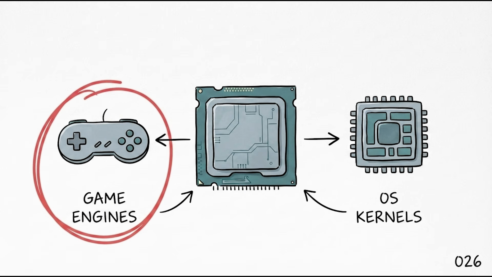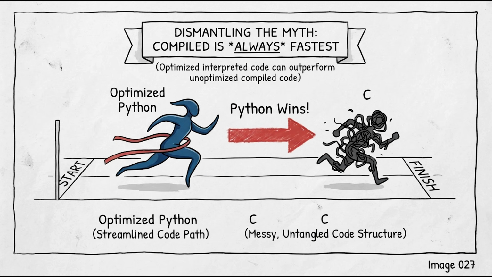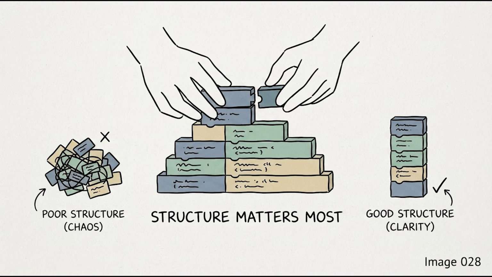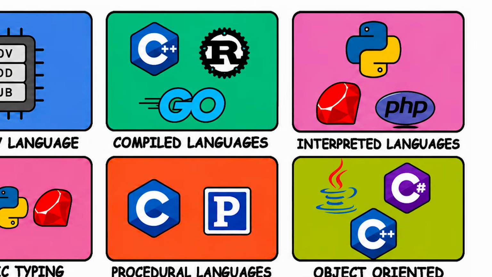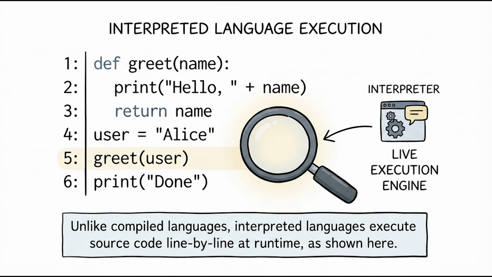If raw speed is the priority, this is your lane. The biggest myth? That compiled always means fastest. A sloppy C program will lose to well-optimized Python with the right libraries. How you write the code matters more than what translates it. Interpreted languages. The opposite philosophy.